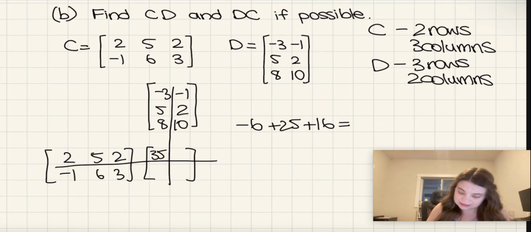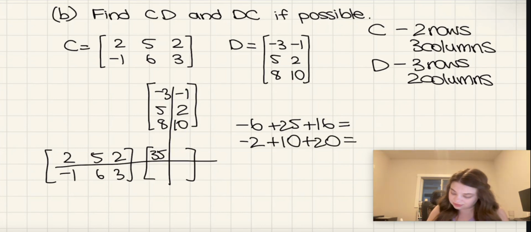So 35 goes there. Then for the second slot, we have 2 times negative 1, which is negative 2. Then we have 2 times 5, which is 10. Then we have 2 times 10, which is 20. So overall, we're going to get 28, and 28 will go right there.